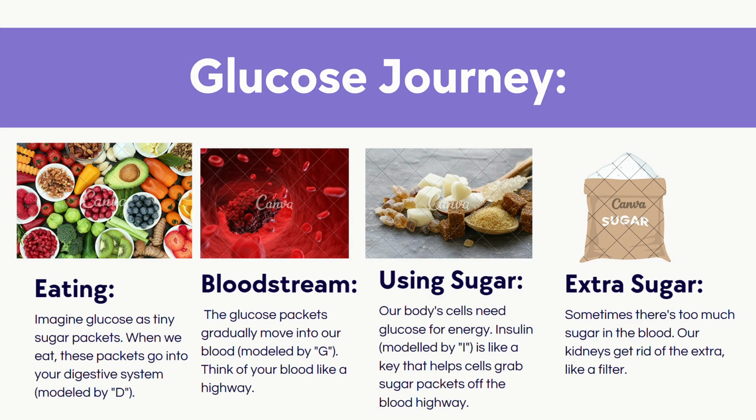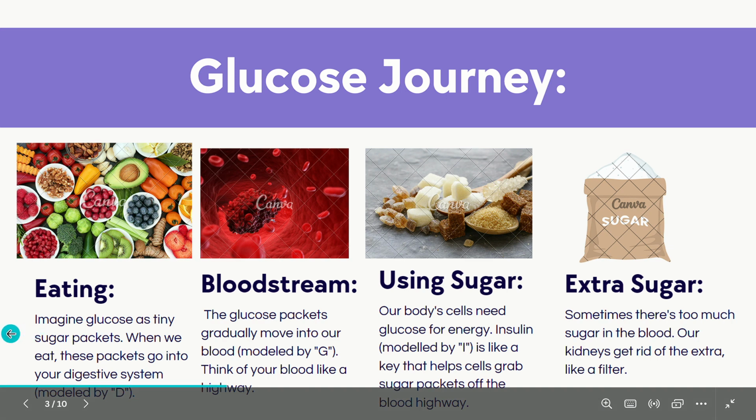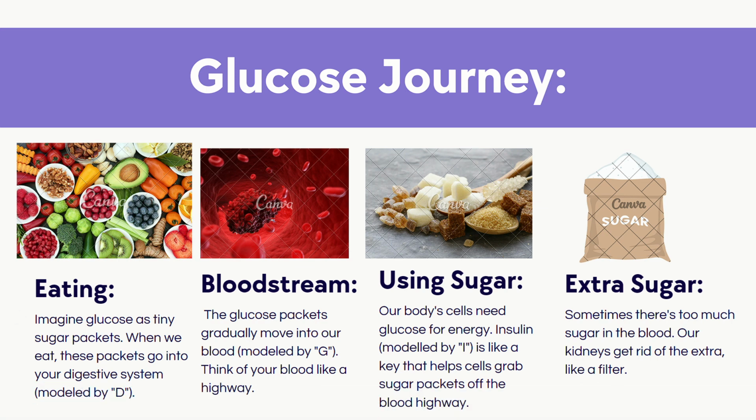Now let's look at the glucose journey. We can imagine glucose as tiny sugar packets. When we eat, these packets go into our digestive system. Then the glucose packets gradually move into our bloodstream. Now, our body cells need glucose for energy, in which insulin plays a key role. It helps cells grab sugar packets off the blood. Sometimes there's too much sugar in the blood, which is gotten rid of by our kidneys.